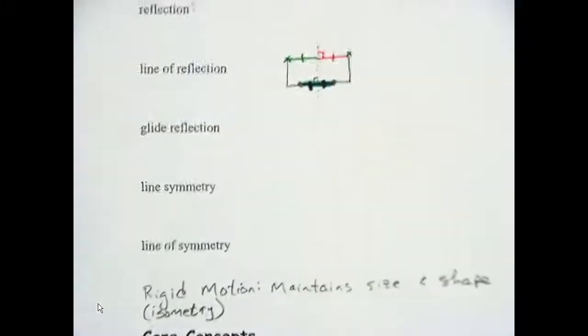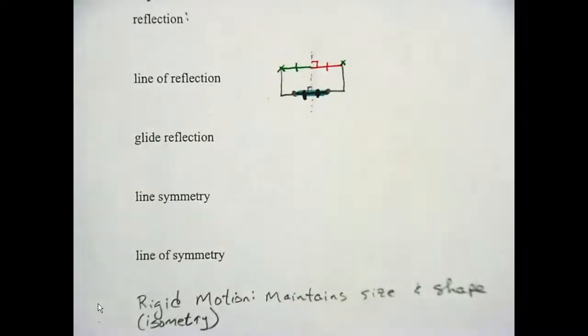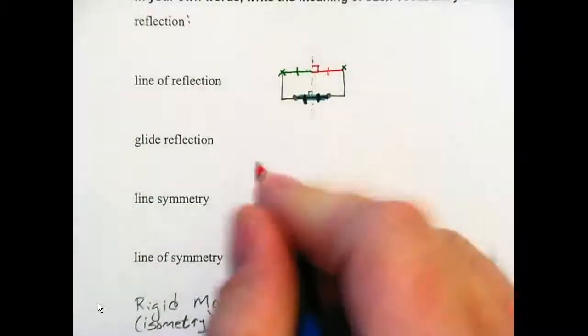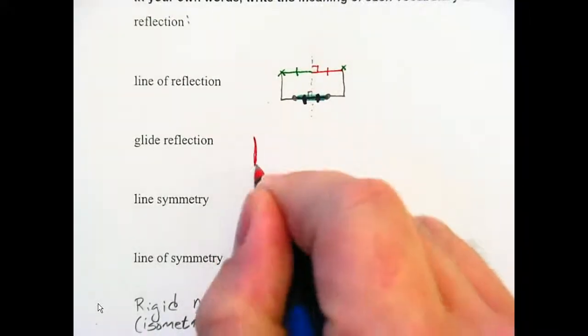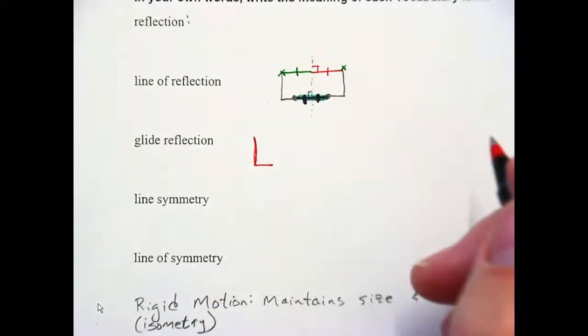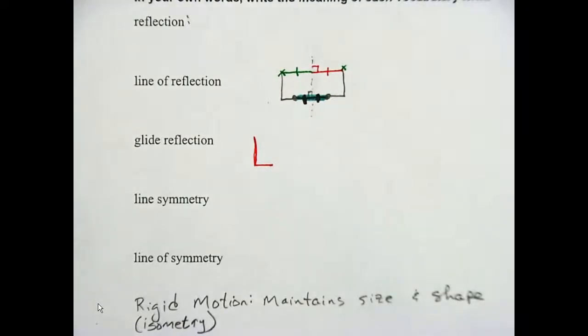Very good. Glide reflection. Glide reflection. We take a figure, for instance, our L. Everyone draw an L on your paper. In a different color. Okay? I want you to take that L now, and I want you to slide it.